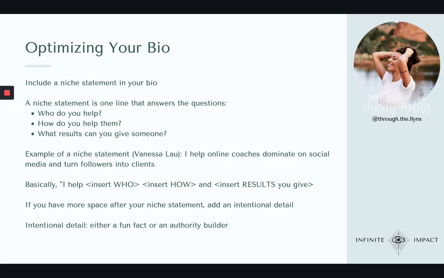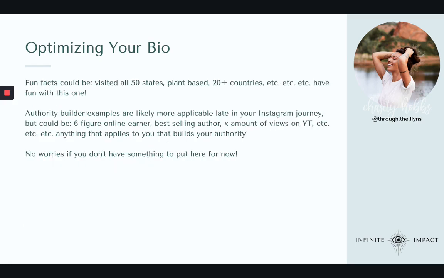If you have more space after your niche statement, then you can add an intentional detail. An intentional detail is something that's either a fun fact or an authority builder. Fun facts could be: visited all 50 states, plant-based, 20 plus countries. You can have a lot of fun with this one. Just let people know who you are. Authority builder examples are likely more applicable late in your Instagram journey, but it could be six-figure online earner, best-selling author, amount of views on YouTube, anything that applies to you that builds your authority. But don't worry if you don't have anything that does that now. You can just use a fun fact.